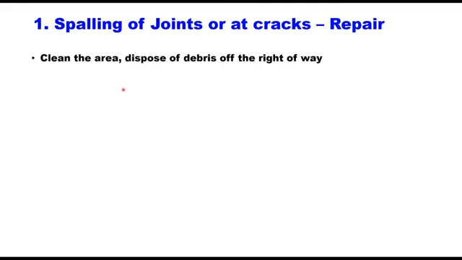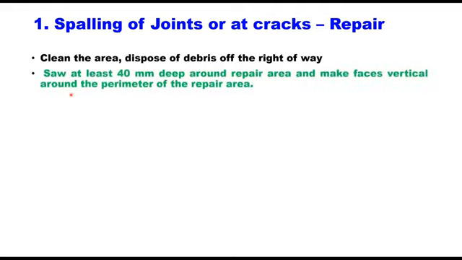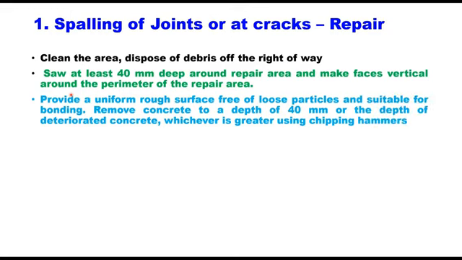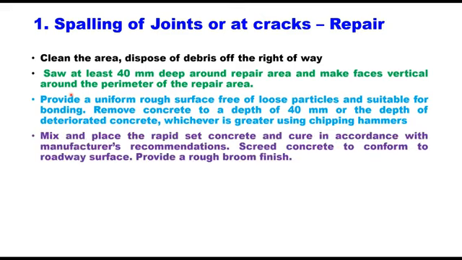And for repair of spalling of joints, clean the area, dispose of debris off the right of way, saw at least 40 mm deep around the repair area and make faces vertical around the perimeter of the repair area. Provide a uniform rough surface free of loose particles and suitable for bonding. Remove concrete to a depth of 40 mm or the depth of deteriorated concrete, whichever is greater, using chipping hammers. Mix and place the rapid set concrete and cure in accordance with manufacturer's recommendations. Screed concrete to conform to the roadway surface and provide a rough broom finish.